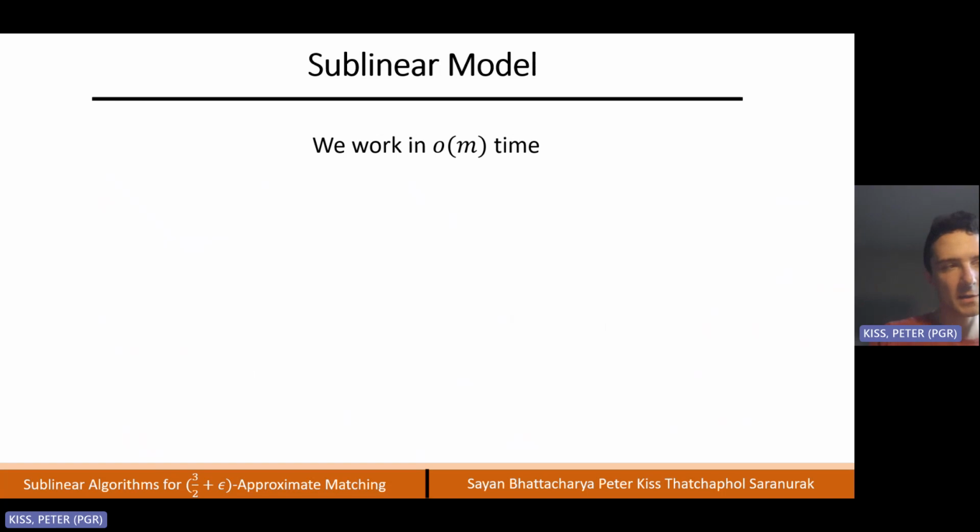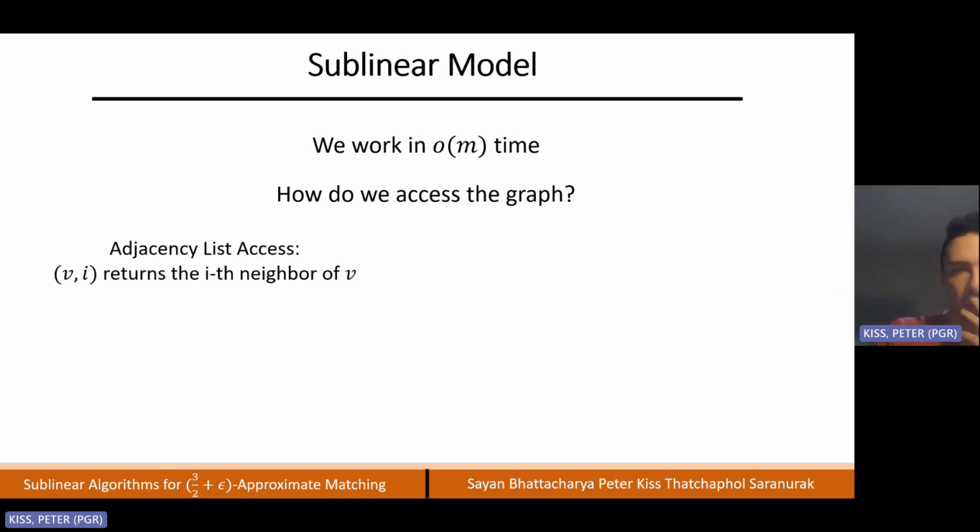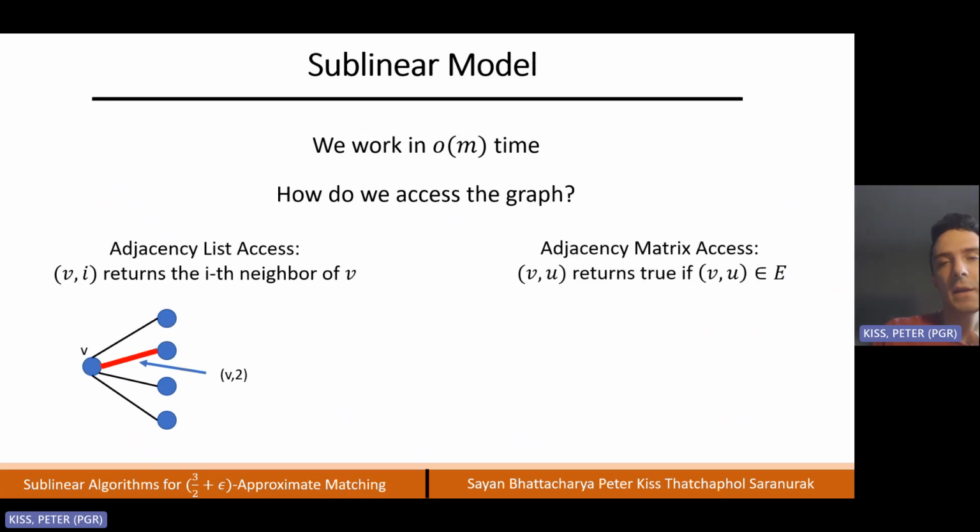So we work in sublinear time. This means that we don't actually have time to order the input in a convenient format, so it does matter how we access it. The two models of access we will be considering are adjacency list access, where we can query the ith neighbor of a vertex in each step. And the other model is adjacency matrix access, where we can query pairs of vertices and find out if there's an edge between them.